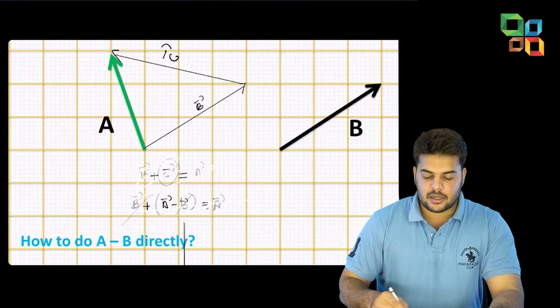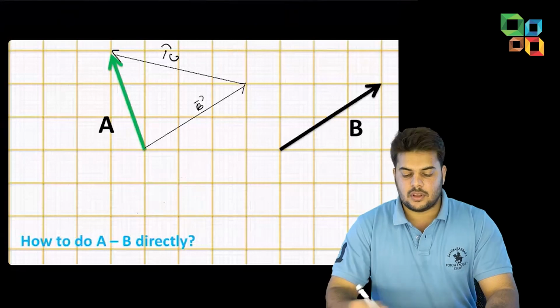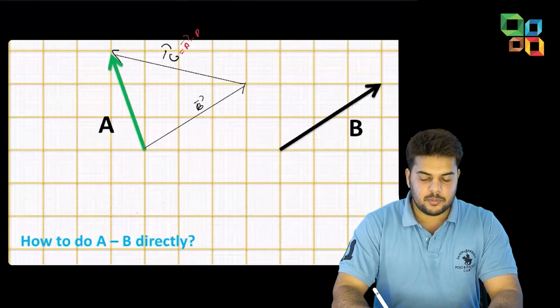What does B minus A vector look like? Avni, the same question goes to you. What is the B minus A vector? Right, this is A minus B. What is B minus A?